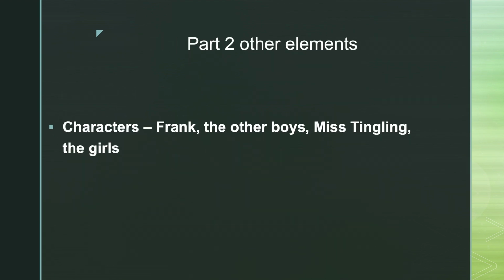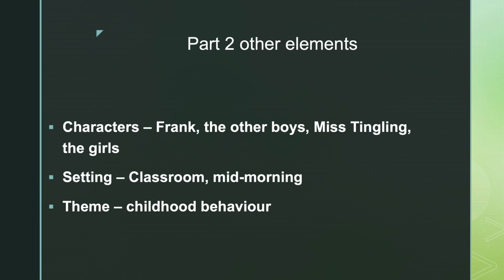The other elements of this little event, we have Frank, we have the other boys, and we have Miss Tingling and the girls. Setting is in the classroom and it's about mid-morning. And the theme is, of course, childhood behavior. You know, children are being children.